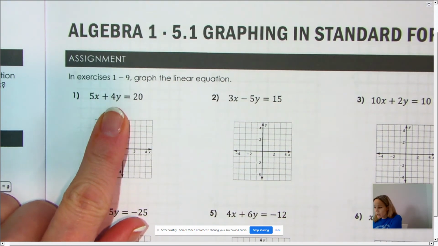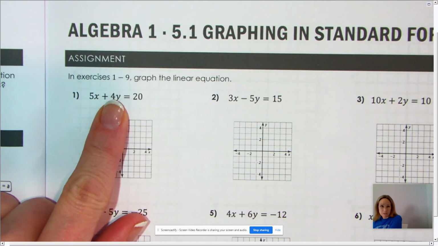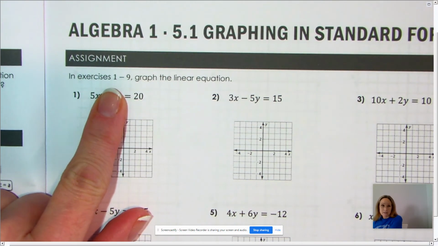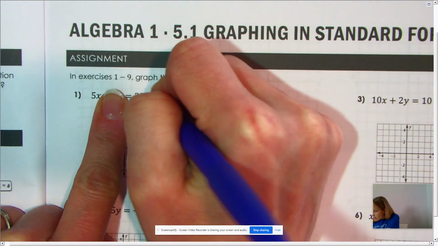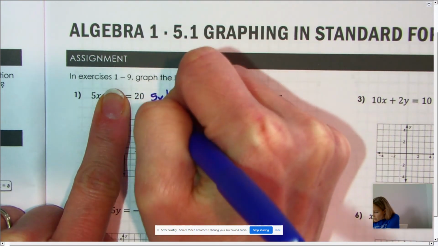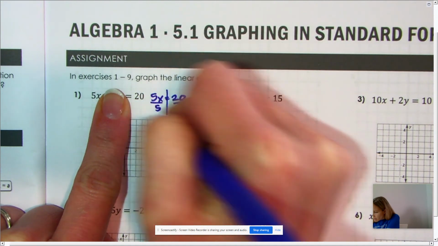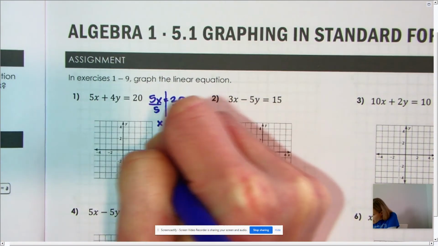When y is equal to 0, that part goes away. 4 times 0 is 0, so I don't even have to write it. So I know I can just start with that next step, which is 5x equals 20. And then I know, divide by 5, so x is equal to 4. I'm going to plot that.